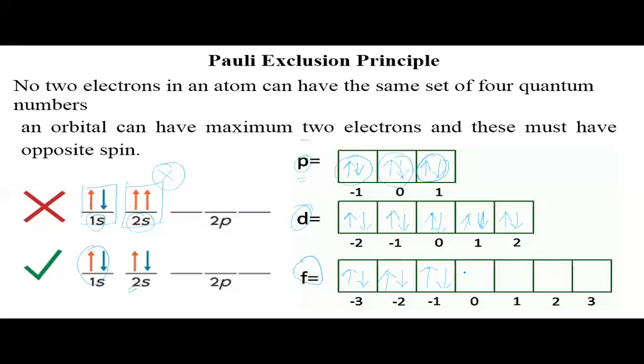So the Pauli exclusion principle: an orbital can have a maximum of 2 electrons, and these must have opposite spin. Okay, now shapes of atomic orbitals.